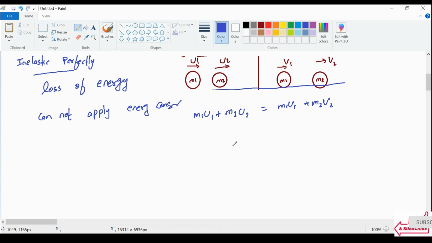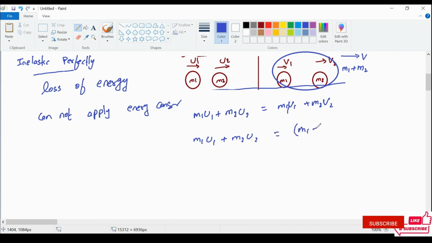You can apply this. In perfectly inelastic, what happens? After the collision, both the bodies stick together and they move. If these two bodies stick together, what does the mass become? Excellent, m1 plus m2, and both are moving with the same velocity v. So I can write: m1u1 plus m2u2 is equal to (m1 plus m2) into v. You can apply it in this way also.